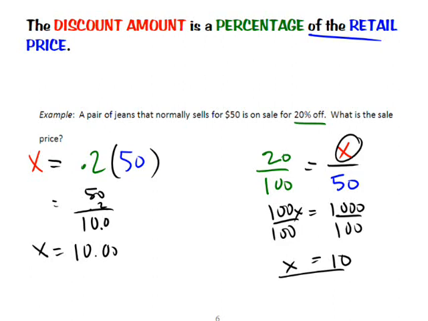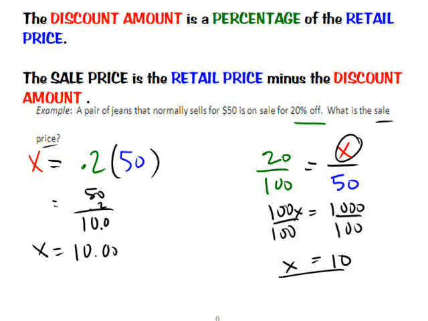Pay close attention to each of these questions. This one is asking for the sale price, not the discount amount, so we have a little more calculating to do. So you must also know that the sale price is the original price, the retail price, minus the discount amount. So the sale price was $50 minus the discount amount $10. The sale price is $40.